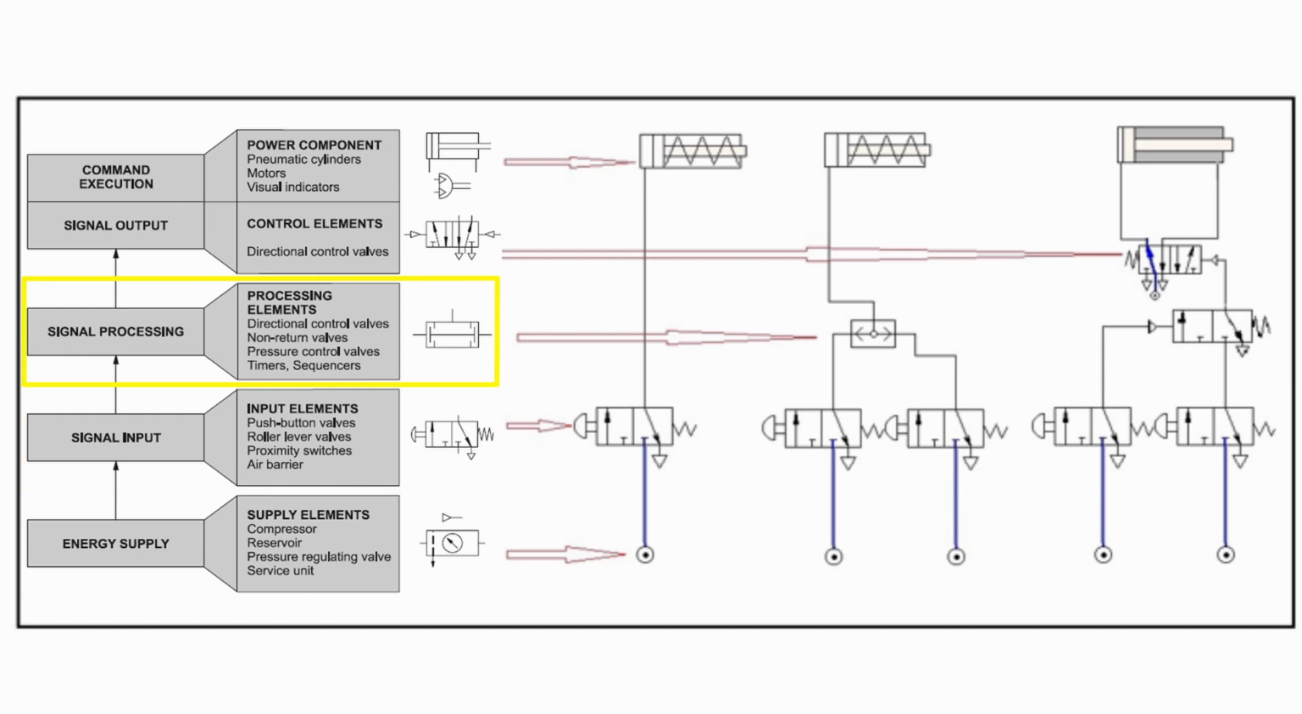3. Processing elements, components like directional control valves that direct the airflow. 4. Control elements, the directional control valves that finalize the flow control. 5. Power components, cylinders or motors that convert compressed air into mechanical movement to perform work. Got it? Great. Now let's dive into FluidSIM and see how we can put this knowledge to use.